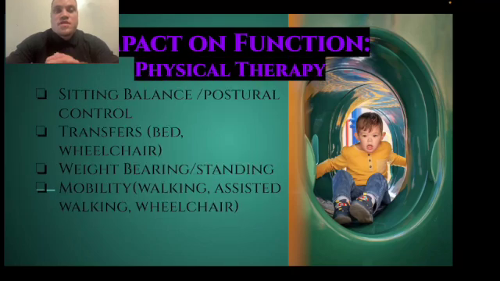So four things that physical therapy would do for patients with MECP2 duplication syndrome are sitting balance and postural control, focusing on transfers with the bed and the wheelchair, also weight bearing with standing, and most importantly, mobility: walking, assisted walking with an assistive device, or using a wheelchair.